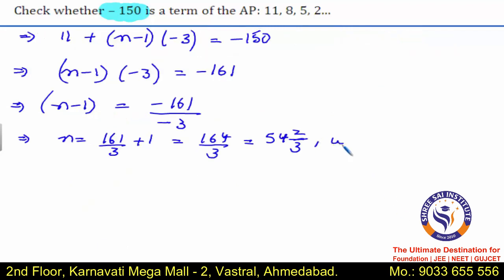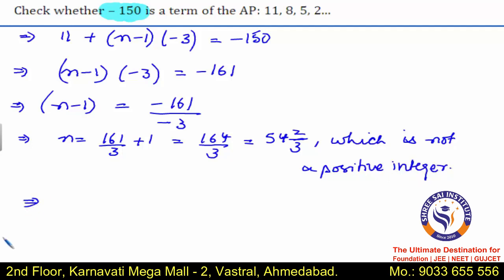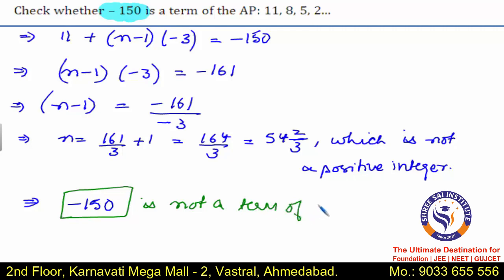Now, this is not a positive integer. So this implies that minus 150 is not a term of the given AP. So this completes the solution.